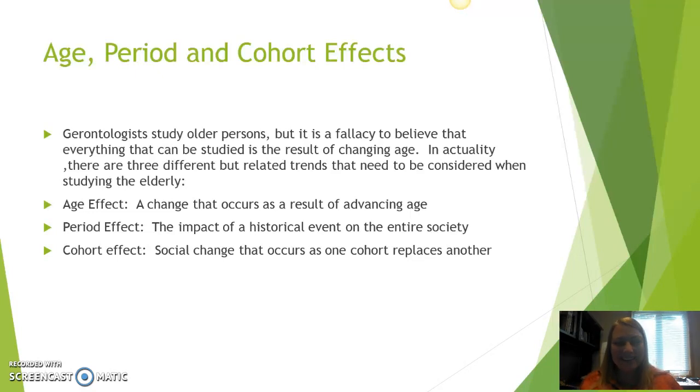So, there you go. But anyway, period effect would be something that affected everybody across the board. Cohort effect is a certain age of people because of where they were within the life course when something happened. And cohort effects might be something more similar, like what kind of music a certain age group likes.